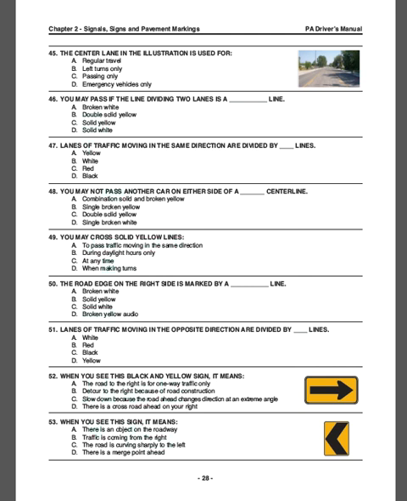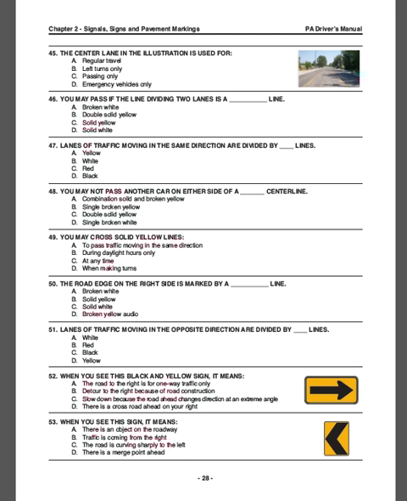52. When you see this black and yellow sign, it means A, the road to the right is for one-way traffic only. B, detour to the right because of road construction. C, slow down because the road ahead changes direction at an extreme angle. D, there is a crossroad ahead on your right. The answer is letter C. The horizontal arrow means the road ahead changes direction at an extreme angle.